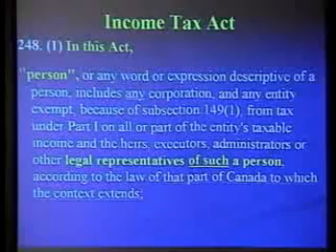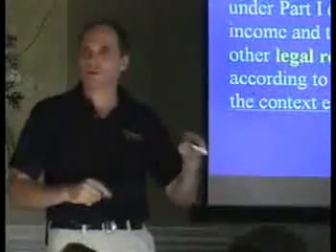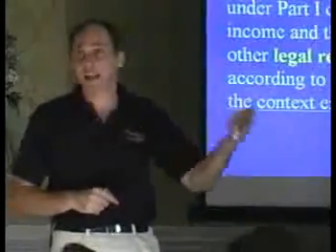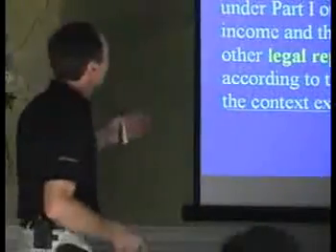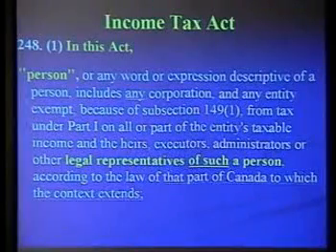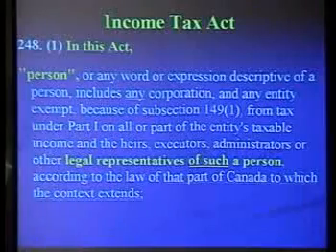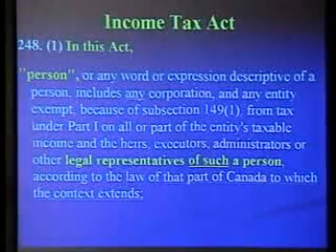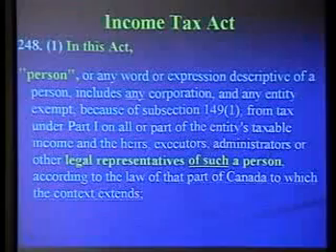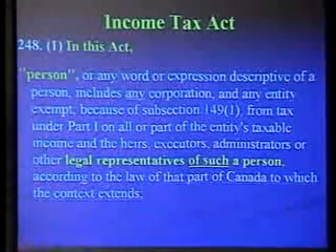Now, we look at this, the act has the word person redefined. So are we in here? Now, remember what the tax attorney said about why they used the word corporation in there? Just to remind us. Well, don't you think they would have just put the words natural person in here too, just to remind us? So let's look at it, see if we're in under the definition of person. Person, or any word or expression descriptive of a person, includes any corporation. Well, that's not us. And any entity exempt because of section 149(1) of the tax under part 1 of all or part of the entity's taxable income. Well, that's your churches, charitable donations stuff, so that's not us.